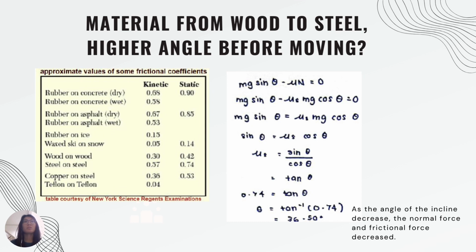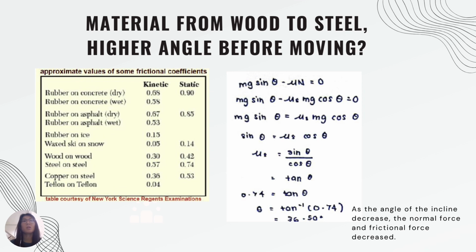If the object material changes from wood to steel, is there a higher angle before moving? The static friction coefficient for steel is 0.74. So we use this formula: mg sin theta minus frictional force equals 0. mg sin theta minus static friction coefficient times mg cos theta equals 0. mg sin theta equals static friction coefficient times mg cos theta. Sin theta equals static friction coefficient times cos theta.